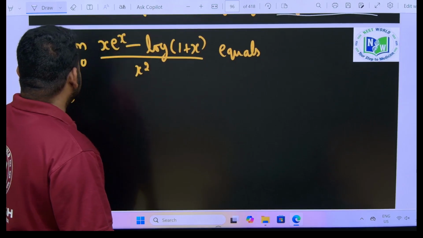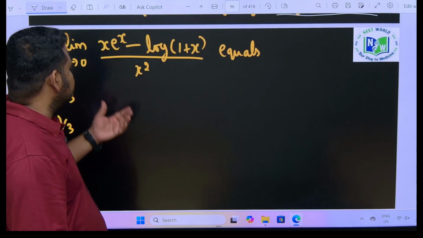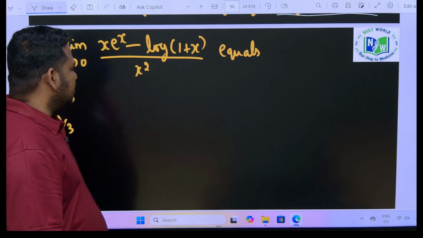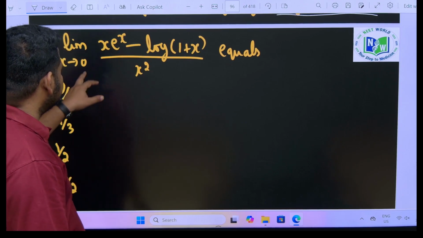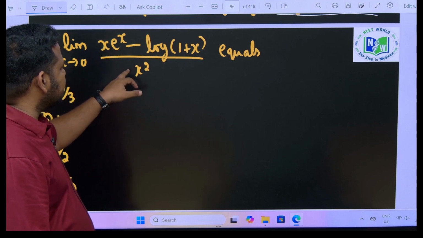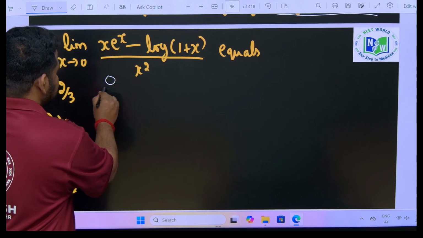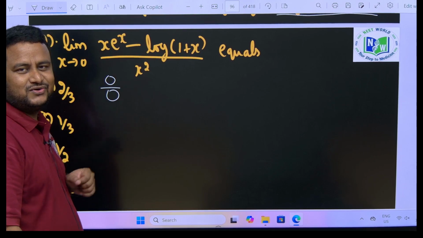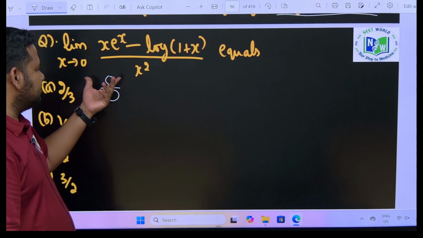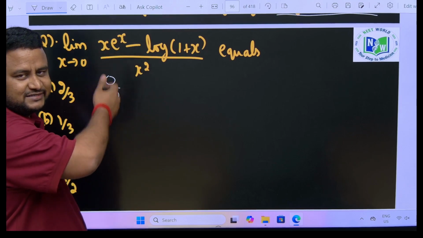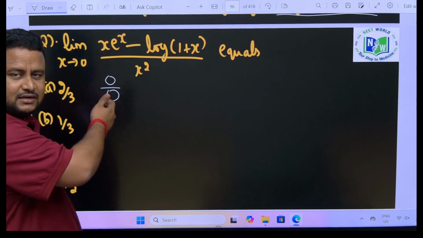Look at this. Limit as x extends to 0. Okay, so suppose I put 0. What will happen is I will get the form 0 by 0. If I get 0 by 0, what should I do? I told you, if you get 0 by 0 or infinity by infinity, apply L'Hospital's rule.